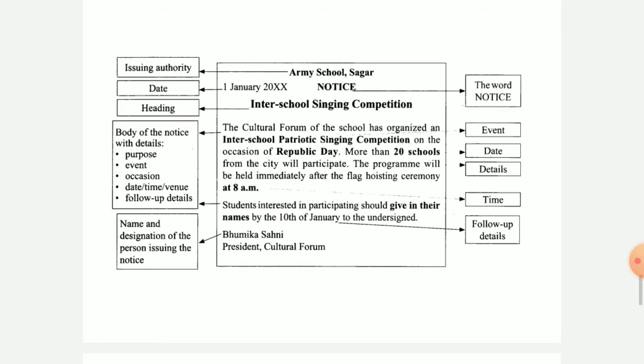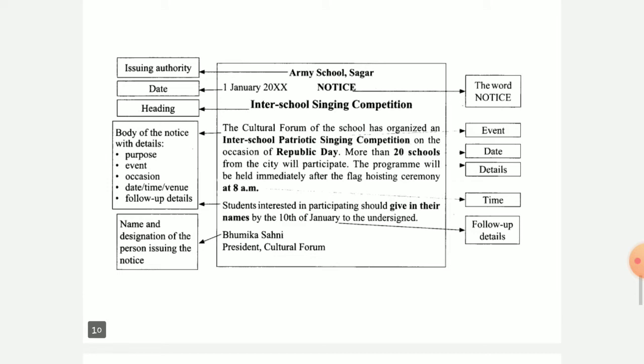So now let me explain this particular notice a bit. It is written inter-school singing contest or competition. The cultural forum of the school has organized an inter-school patriotic singing competition on the occasion of Republic Day. Very important. More than 20 schools from the city will participate in it. The program will be held immediately after the flag hoisting ceremony at 8 am. As I told you, stick to the point when you are writing. Unnecessary things you totally avoid. So you will be mentioning the event, the date, the details, everything.